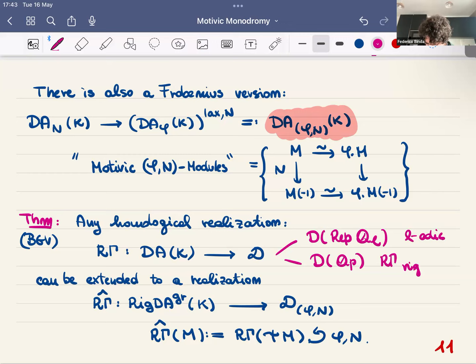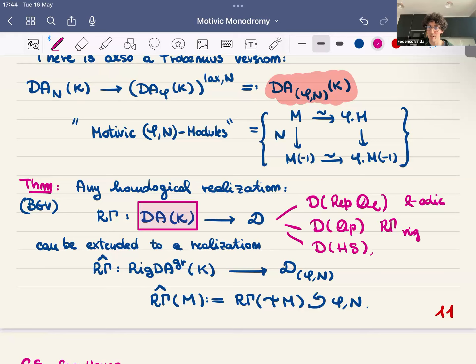Or if you are in the C-analytic situation, so if your ground field was the complex numbers and you were interested in something like non-archimedean equicharacteristic zero varieties, here you get something like the derived category of Hodge structures, the Abelian category of Hodge structures, or mixed Hodge structures, whatever you like. So any realization defined on the special fiber, here I have only the special fiber in sight, can be extended to a realization on the original analytic generic fiber. And in the target, you get the image of our two functors, right?